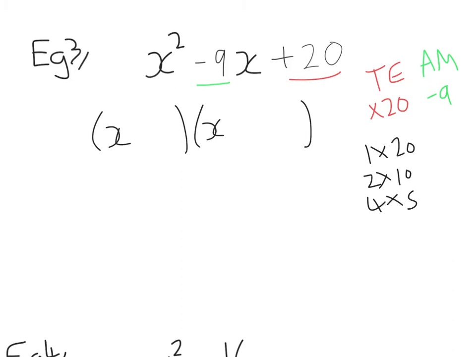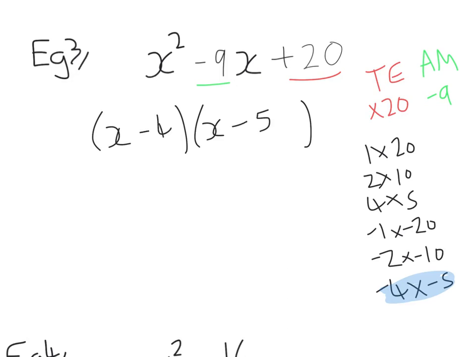And that's because we have to also think of the possibilities that two negatives multiplied together could give positive 20. So minus 1 times minus 20 would give 20. Minus 2 times minus 10 would give positive 20. And minus 4 times minus 5 would give minus 20, sorry, positive 20. Now, if we look for the answer, these two add together to give minus 9. So we put those in, minus 4 and minus 5. Again, if you want to check, you can expand that out using the claw or a foil.